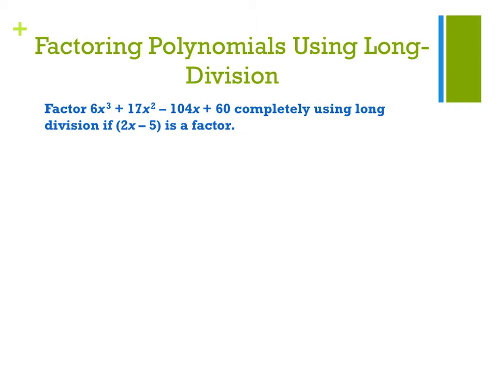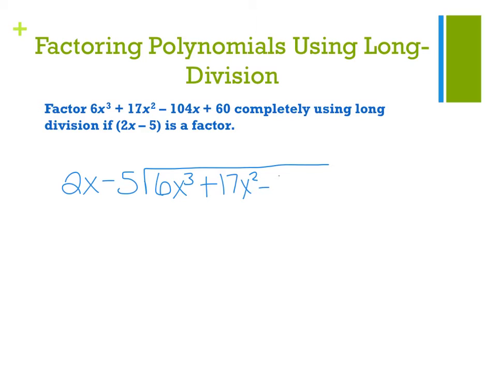And this first example wants us to factor 6x cubed plus 17x squared minus 104x plus 60 completely using long division if 2x minus 5 is a factor. So in order to do polynomial long division, this should be a review from advanced algebra or algebra 2b. So when we look at this function, we are going to divide 2x minus 5 into 6x cubed plus 17x squared minus 104x plus 60.